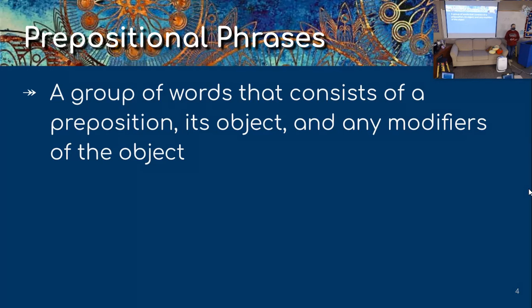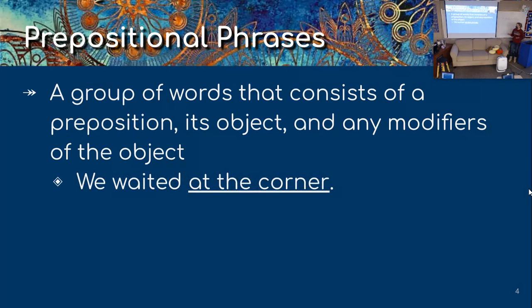Other things that you can have in the prepositional phrase are any modifiers of that noun or pronoun object of the preposition. A lot of times we see the word the. The articles are usually present, like an or the. You might have other adjectives describing that object of the preposition, that noun or pronoun that follows the preposition. All of that stuff is part of the prepositional phrase.